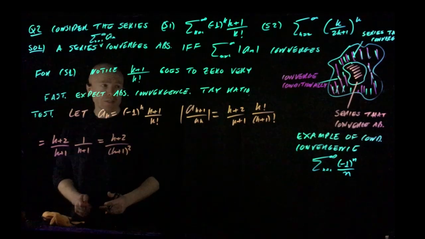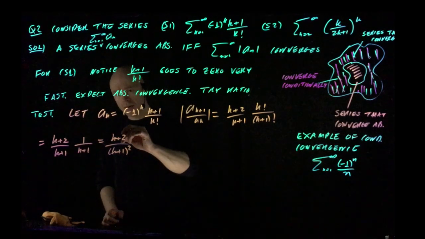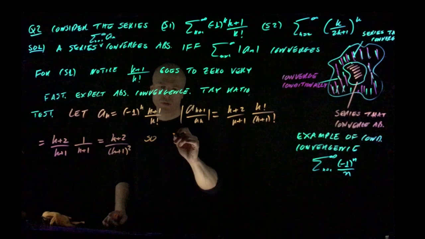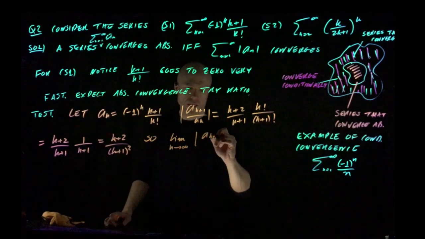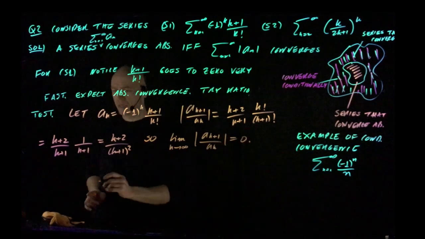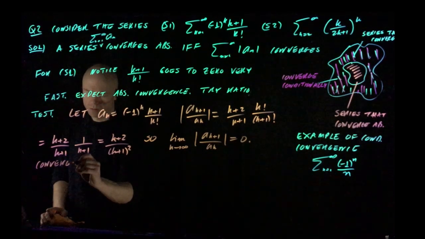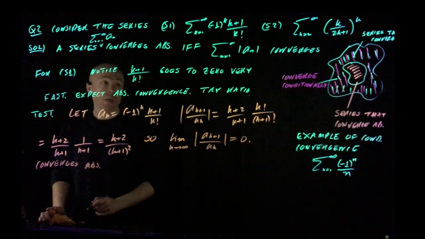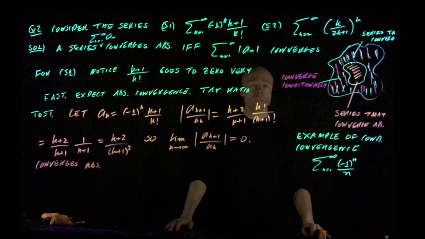And sure enough, this thing is going to go to 0 as k goes to infinity, because the guy on the top is of order k, the guy on the bottom is of order k squared, so the limit as k goes to infinity of a_(k+1) over a_k is equal to 0, so it converges absolutely. Okay, and that's it. It converges absolutely. We know this for sure.